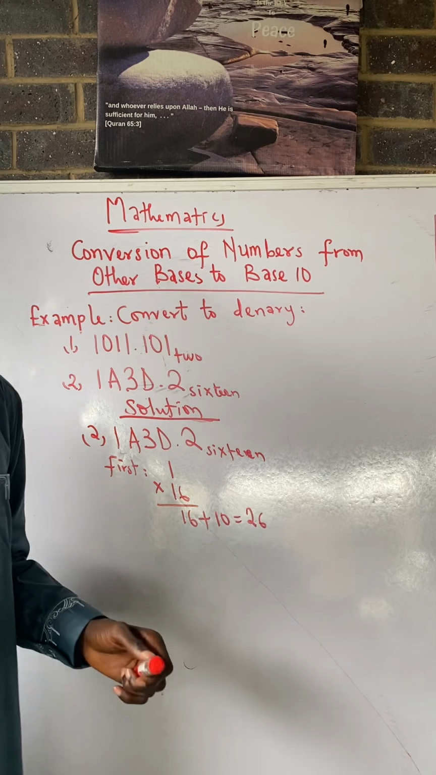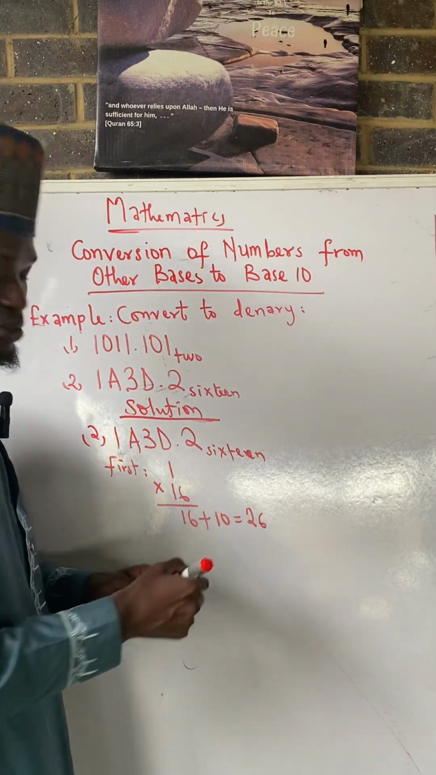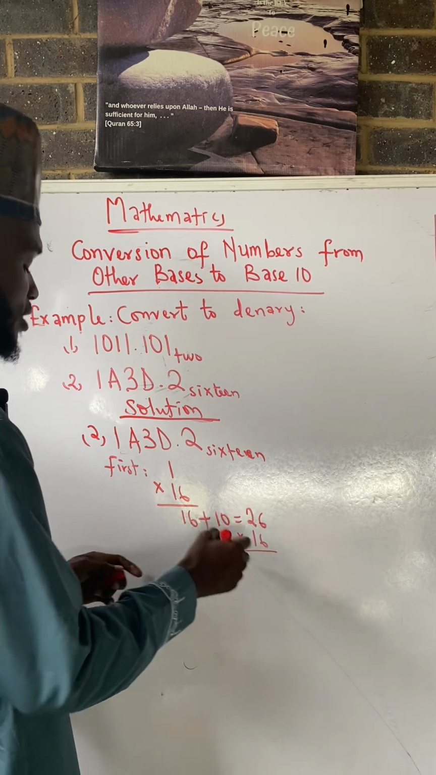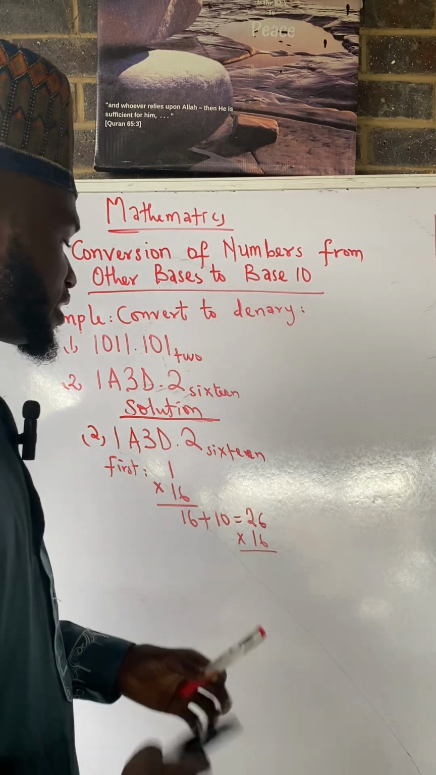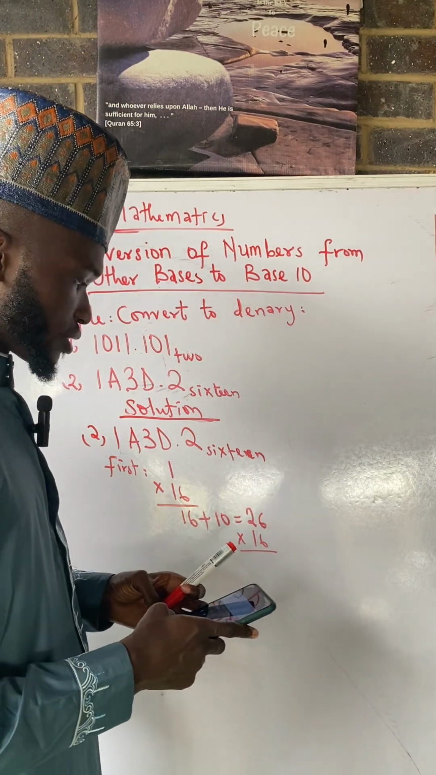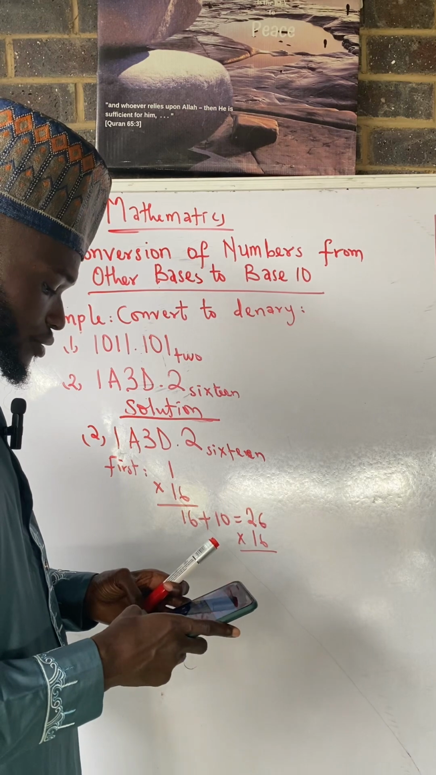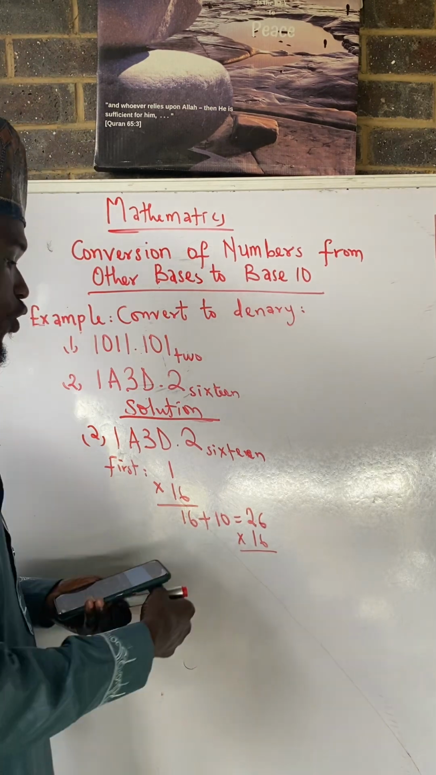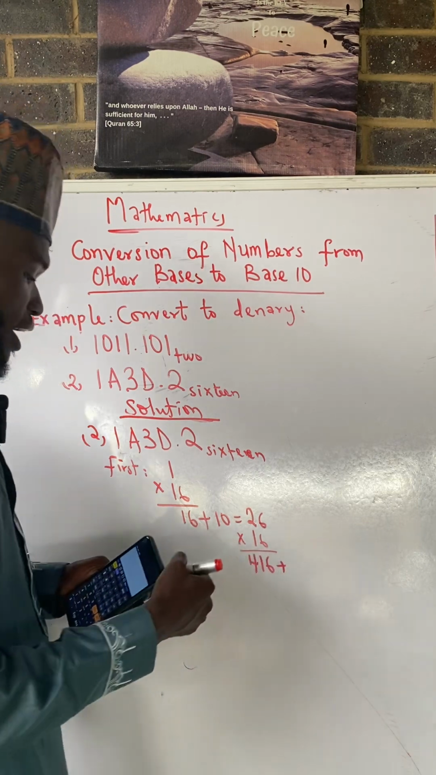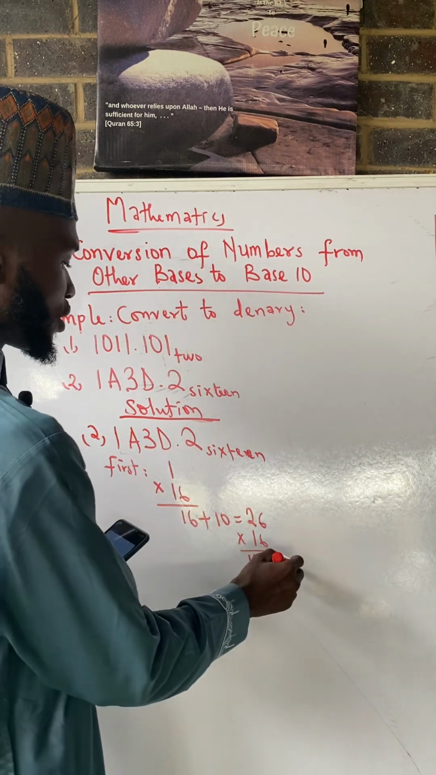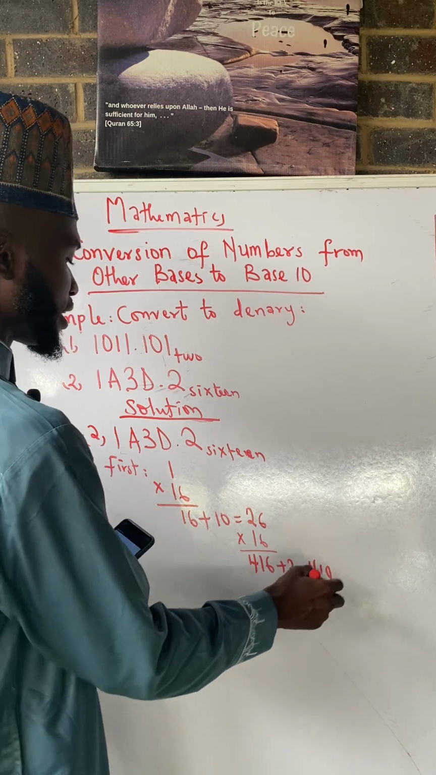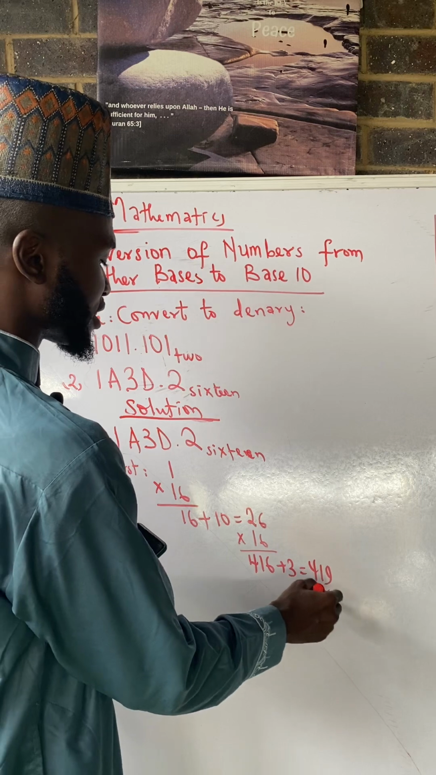The next thing is to multiply. Let's multiply by 16. 26 times 16. We have to multiply this by 16. So let's see what's that giving us. 26 times 16. That's giving us 416. Then the next thing is to add the next digit, which is 3. That's 419. And the next thing is to multiply by 16 again.